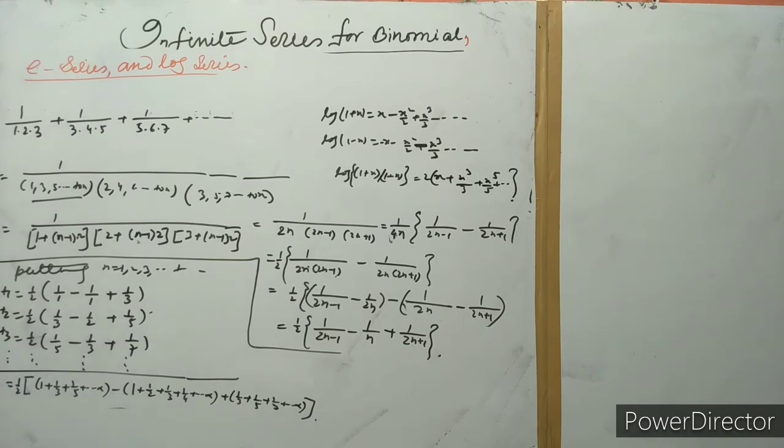Okay, see. These are the same two parts. If we add 2 into 1 plus 1 by 3, 1 by 5, and so on, then we get here 1 plus 1 by 2 plus 1 by 3 plus 1 by 4, and so on. But here we added here 1, so that's why we subtract half.